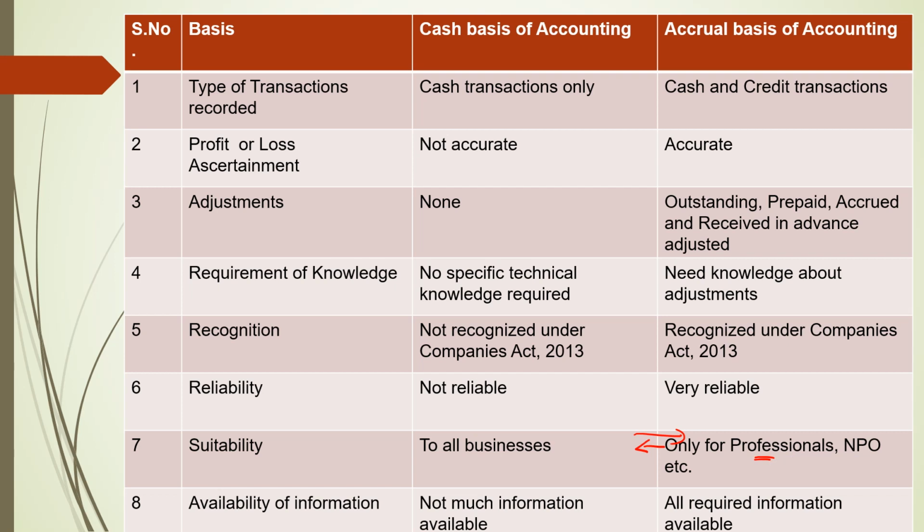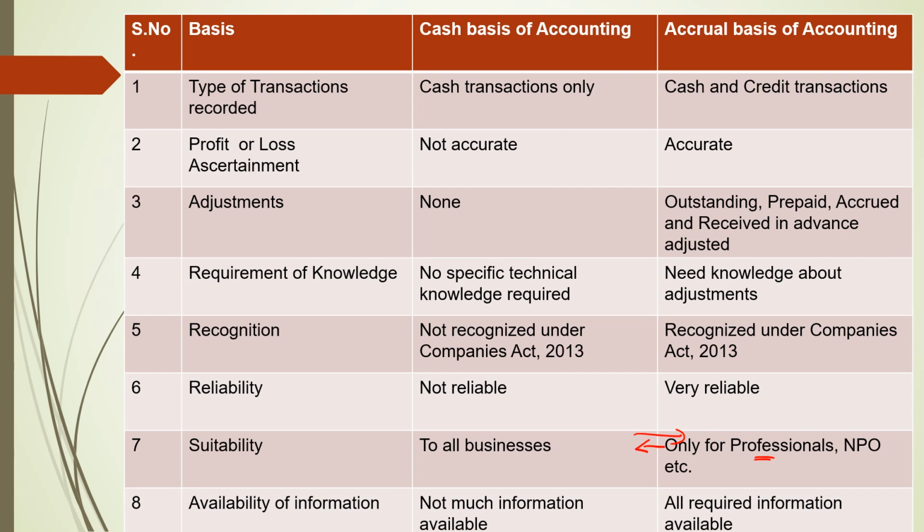An NPO stands for not-for-profit organizations. So those organizations which are not having intention of making profit but running service, like your charitable hospitals, your sports club who are providing certain facilities to their own members. So those types of organization can follow cash basis of accounting. But when it comes to accrual basis of accounting, all businesses can follow, including these professionals and NPOs. But normally cash basis of accounting is followed by such professionals and NPOs only.